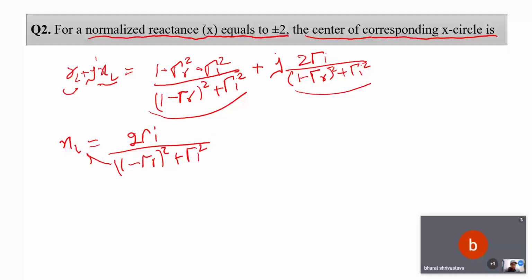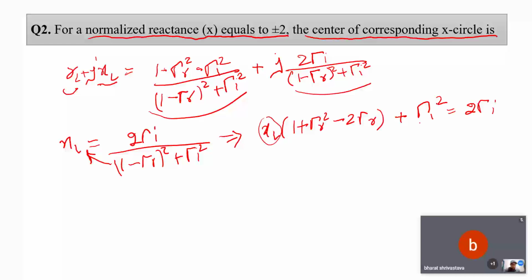So xl is defined as 2 gamma I over ((1 minus gamma r) square plus gamma I square). Multiplying this term on the left hand side, you will get xl times (1 minus 2 gamma r plus gamma r square plus gamma I square) equals 2 gamma I. You can divide by xl on both sides, so this xl cancels out, and the equation becomes 1 plus gamma r square minus 2 gamma r.